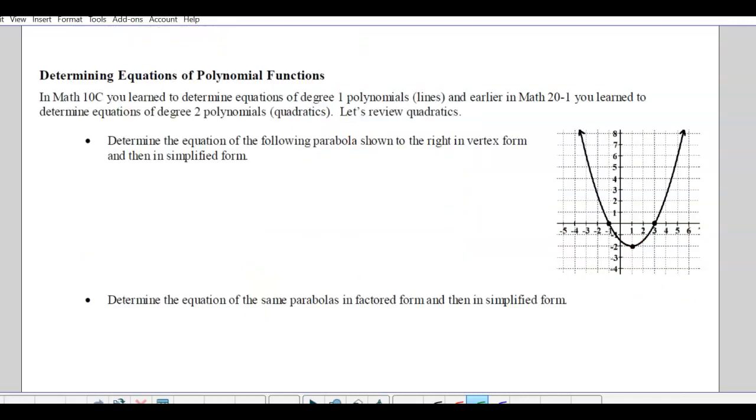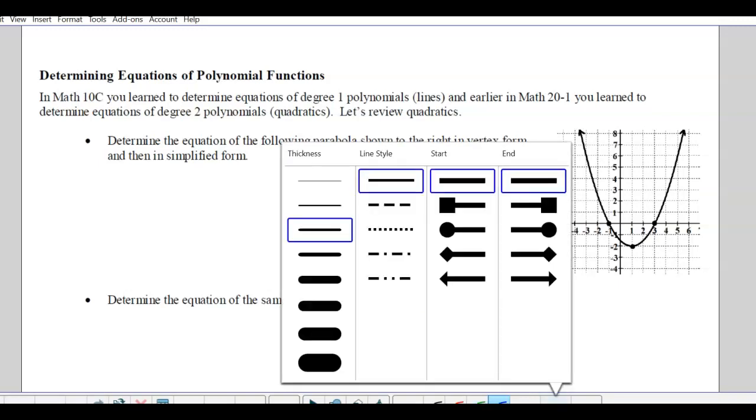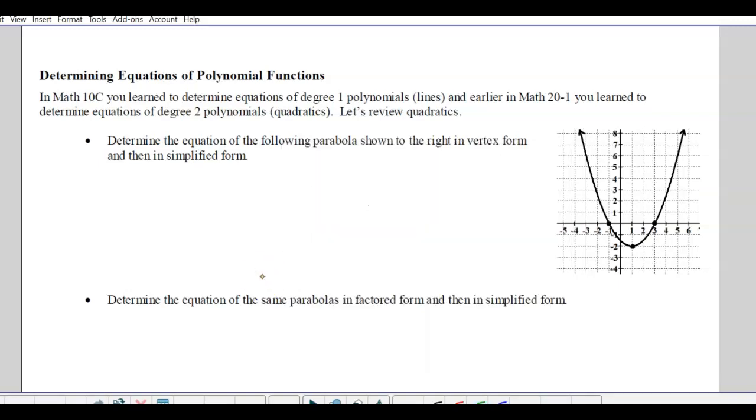So now we're going to look at determining the equations of polynomial functions. We learned degree 1 in Math 10, degree 2 earlier this semester, and so we're just going to review that. So determine the equation of the parabola there in vertex form. So we know a vertex is 1, negative 2. You can even look at it to find your stretch factor or use another point. Or because you are asked to show it in vertex form, we're not going to use our x-intercepts right now.